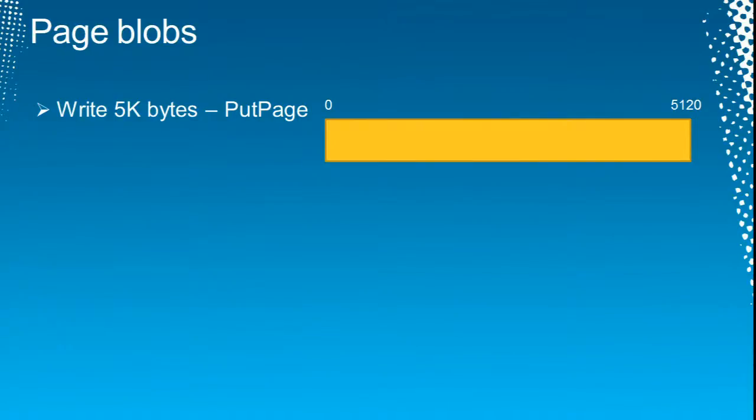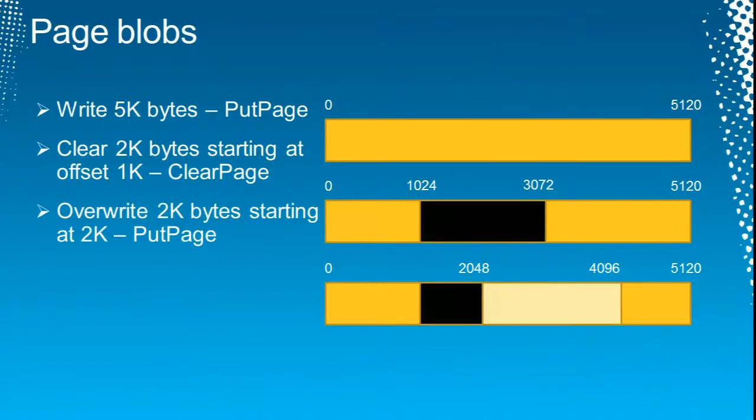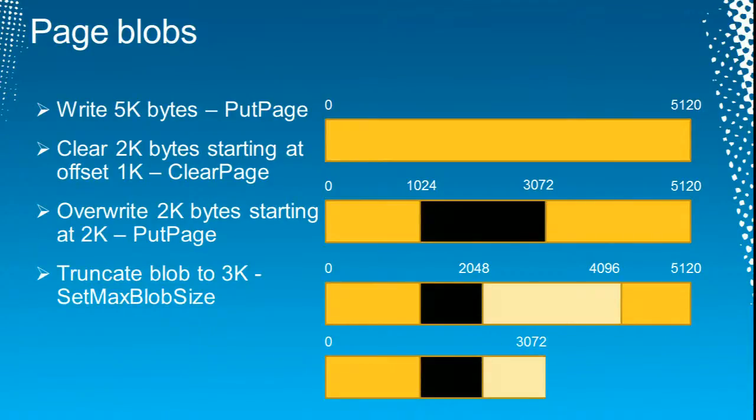So let's go through an animation to show this in a picture. When I do a put page, I create a page blob, and let's say I did a put page for 5K. I can always clear the data anywhere, but it has to be a multiple of 512, so from 1024, and the amount of data that I'm clearing is again a multiple of 512. I can overwrite, or I can also truncate the blob once I've created it. So these are the options that are available to you in page blob.